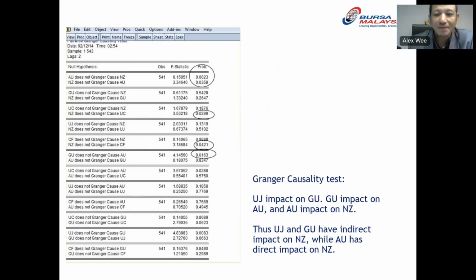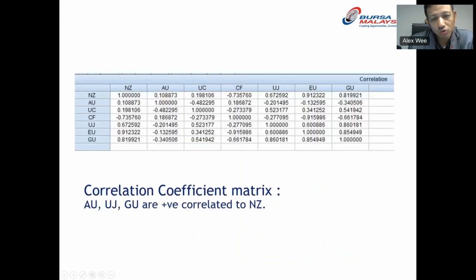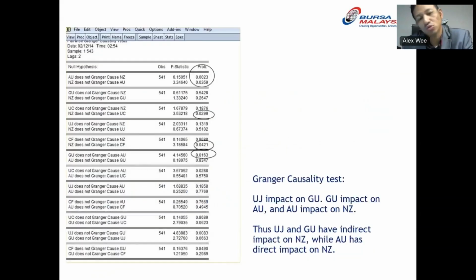And of course, we don't just use the price of this one product to trade that product. We look at intermarket, and when we look at intermarket, Granger causality becomes important. Like, what is impacting New Zealand? USD/JPY and GBP/USD are having an indirect impact on New Zealand, and the Aussie dollar has a direct impact on New Zealand. It is leading the New Zealand dollar. So we also use a correlation coefficient matrix to see what is correlated. That's called intermarket analysis, to double confirm: should I be long New Zealand? Should I short New Zealand?